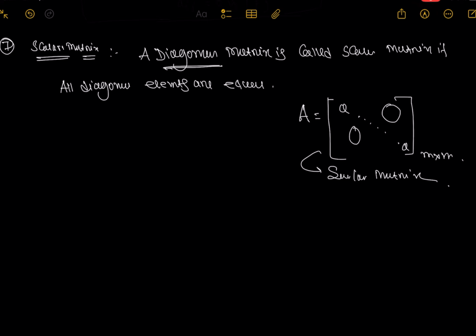You should always remember, in a diagonal matrix or scalar matrix, above the diagonal and below the diagonal, this is always 0. This is one restriction, but on the diagonal, there is no restriction. For a scalar matrix, on the diagonal, there is one restriction: all elements should be the same. After that, the identity matrix.